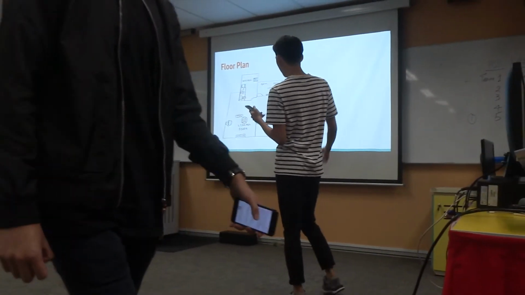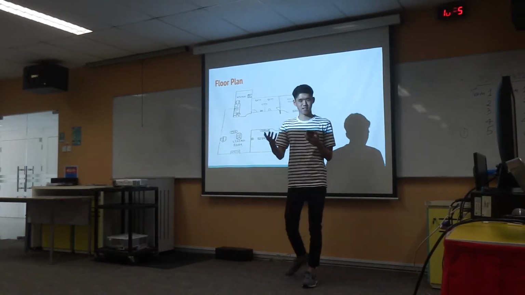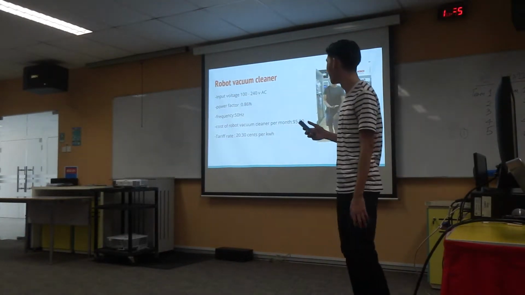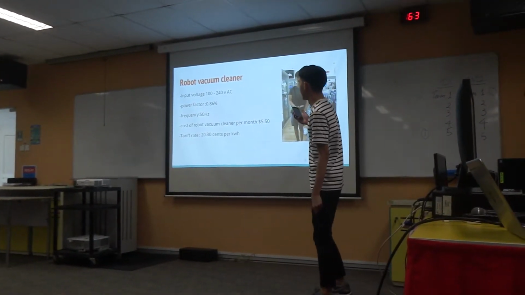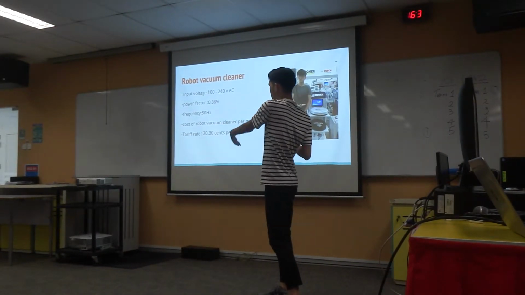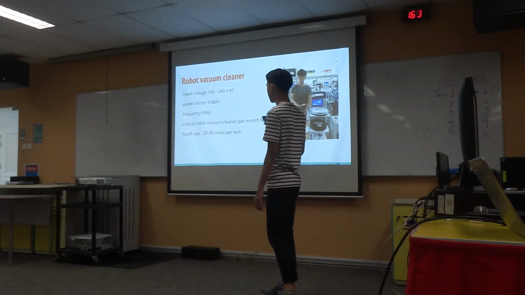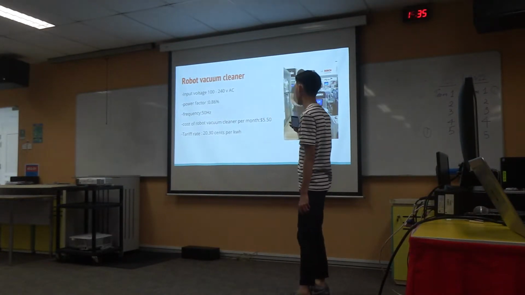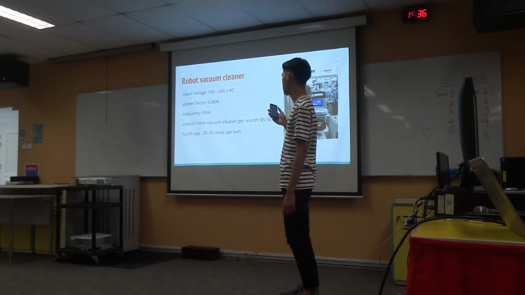So this is the floor plan of my house. As you can see, we have a fridge, aircon, and fan. This is a robot vacuum cleaner. As you can see, our power factor is 0.86, which is considered high, and the frequency is 50 Hz. The cost of the vacuum cleaner per line is around 550. It is calculated using a Gavin rate.